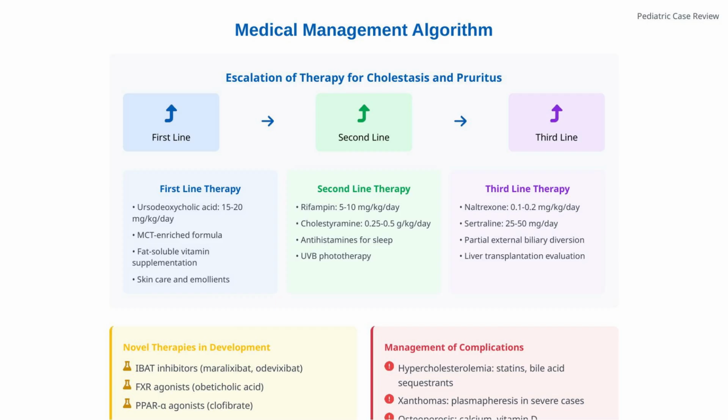First-line therapy includes ursodeoxycholic acid at 15 to 20 milligrams per kilogram per day, medium-chain triglyceride-enriched formula, fat-soluble vitamin supplementation, and skincare with emollients. Second-line therapy involves rifampin at 5 to 10 milligrams per kilogram per day, cholestyramine at 0.25 to 0.5 grams per kilogram per day, antihistamines for sleep, and ultraviolet B phototherapy. Third-line therapy includes naltrexone at 0.1 to 0.2 milligrams per kilogram per day, sertraline at 25 to 50 milligrams per day, partial external biliary diversion, and liver transplantation evaluation.